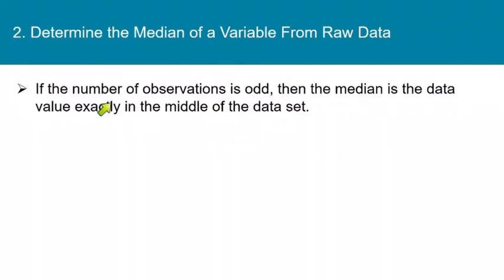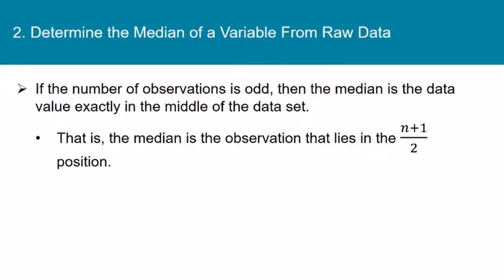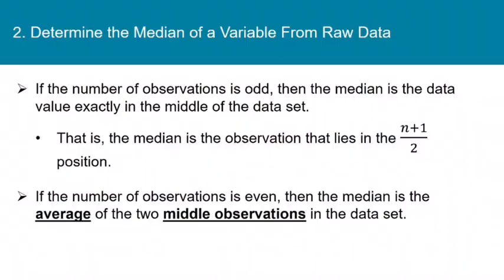So if the number of observations is odd, then the median is the data value that's exactly in the middle of the data set. In other words, the median will be the observation that lies at the (n plus 1) divided by 2 position. If the number of observations is even, then the median is the average of the two middle observations.